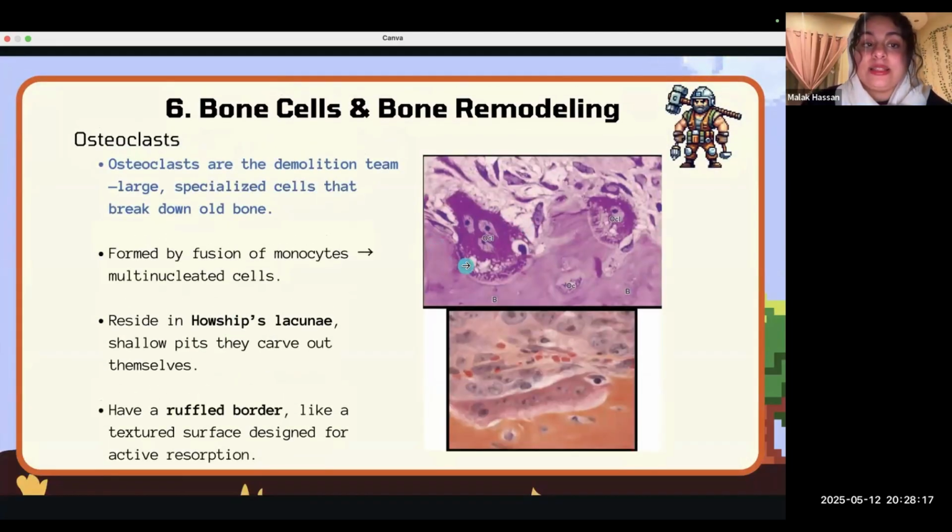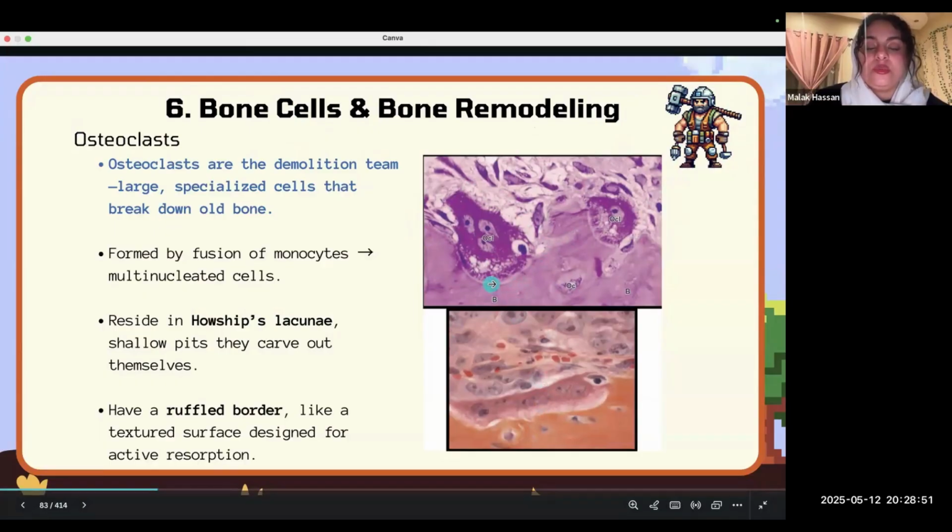Now, what are osteoclasts? Osteoclasts are the demolition team. They are large cells that break down old bone. So I want you to think of them as the big guy. Whenever you see the big cell, this is the osteoclast. And they reside in something called Howship's lacunae. It's kind of like a ship. They sit in their own little ship. These are very shallow pits which they carve out themselves.